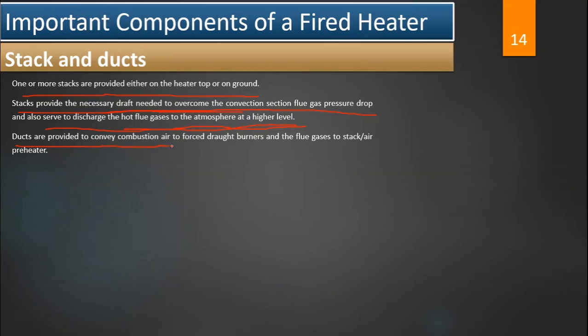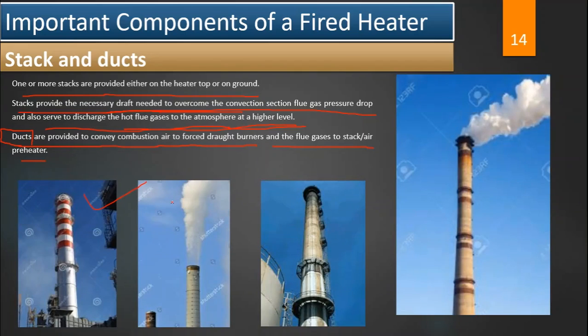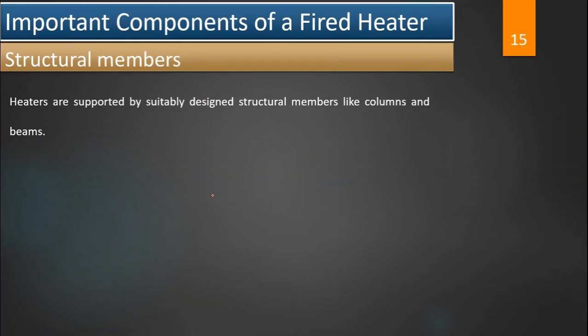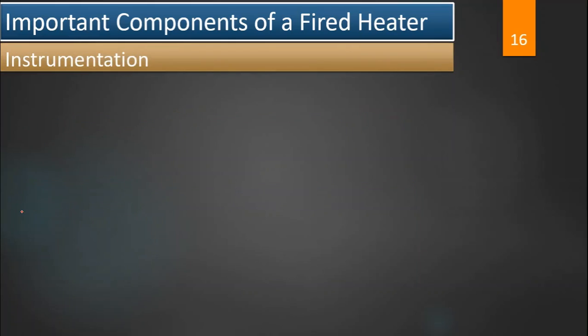Ducts, the second thing. They are provided to convey the combustion air to forced draft burners and the flue gas to stack or air preheaters. So ducts are basically channelizing all these things. These are a few diagrams for the stack where the flue gases are taken out. Next are the structural members. The heater is supported by structural members like columns and beams, and also accommodates platforms, stairways, and ladders. These are required in any heater, in fact in any structure.